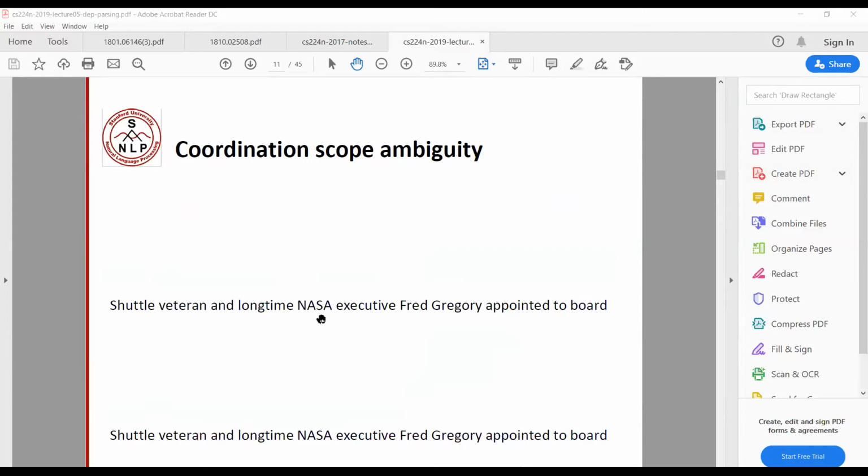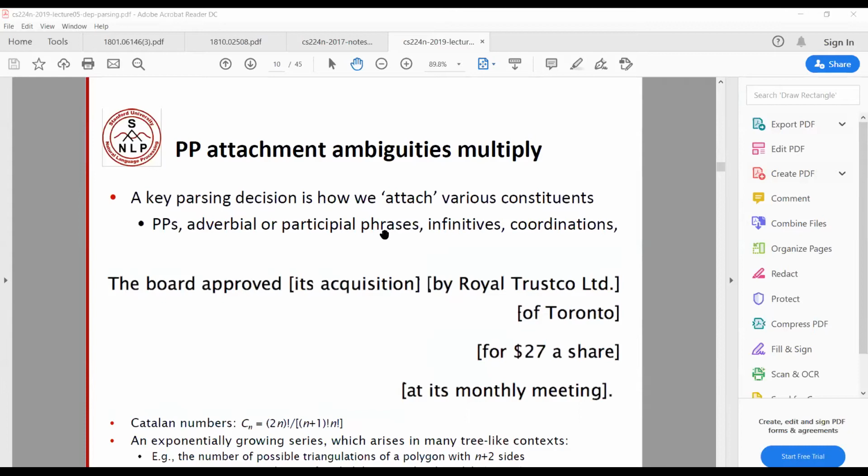Can you show me the PP again? Sorry, what page was it? Oh, slide. Can you see my screen? Okay, so the one I'm on is slide 10. The question was, what is PP? Participial phrase. Can you see it? The off turned and for $27 and at its monthly meeting are all of the PP. Oh, all of these things are participial phrases. Yeah, including the by lawyer.